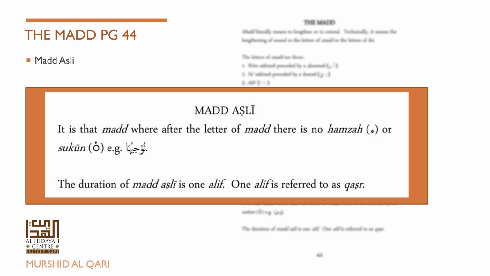And obviously the alif is always preceded by a fatha. It is not followed by any hamza or sukoon in a verse. So in this example we see all the examples of mad asli, the waw, alif, waw and ya. The duration of mad asli is one alif. One alif is referred to as qasr.